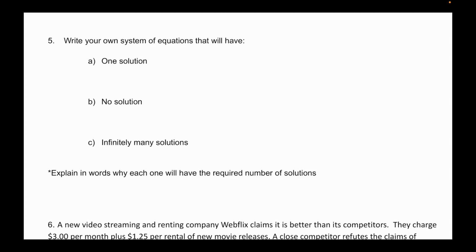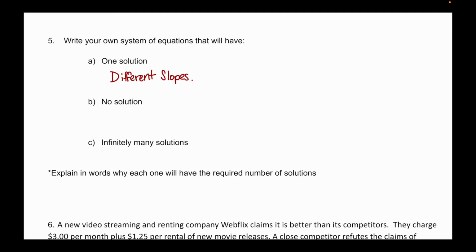Now, if it has one solution, this means it's going to have different slopes. Any two lines or equations of lines that have different slopes will always cross and always have one solution. So these are going to be different slopes. That means my other ones will have the same slopes.